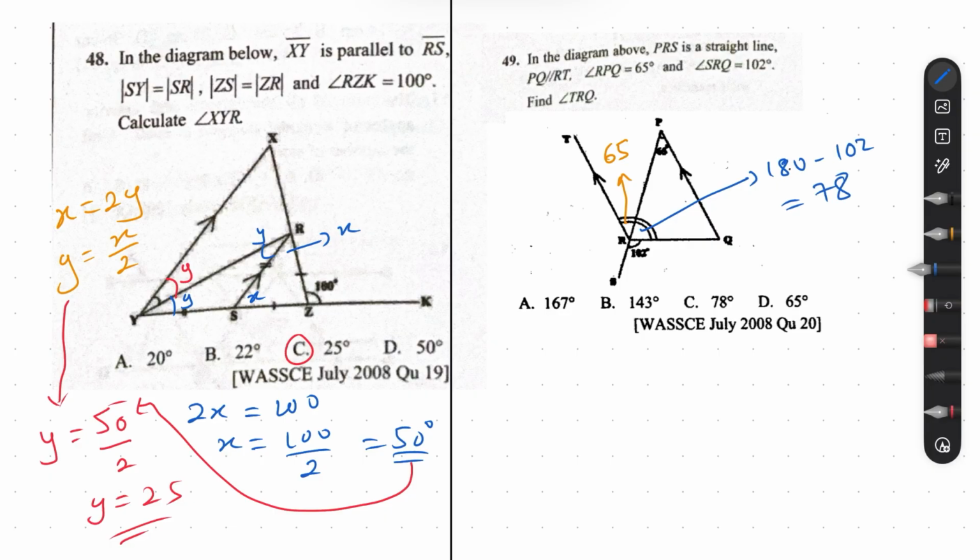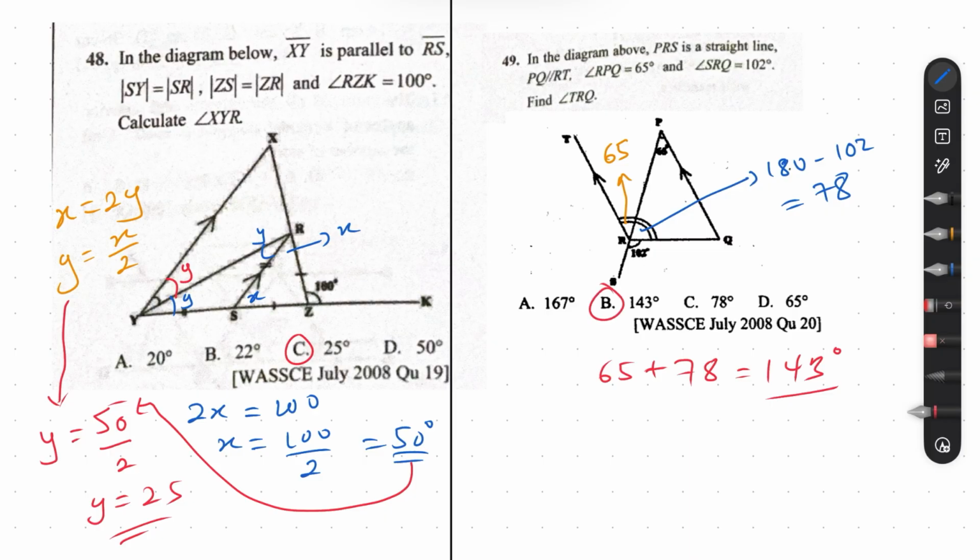180 minus 102, which gives us 78. Now the angle we are looking for is this total angle. So how do you do that? 65 plus 78. Okay, we add it. 65 plus 78, and that will give us 143. Okay, 143, which is B.